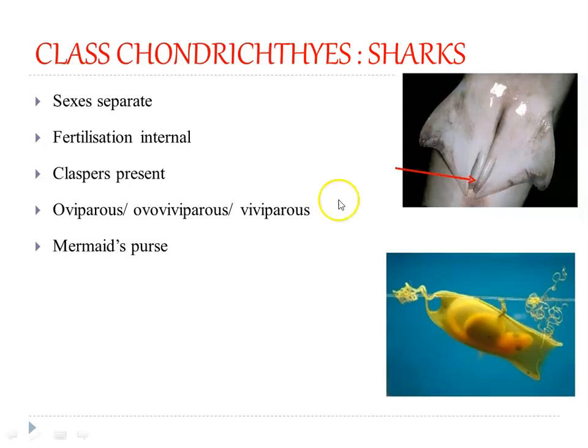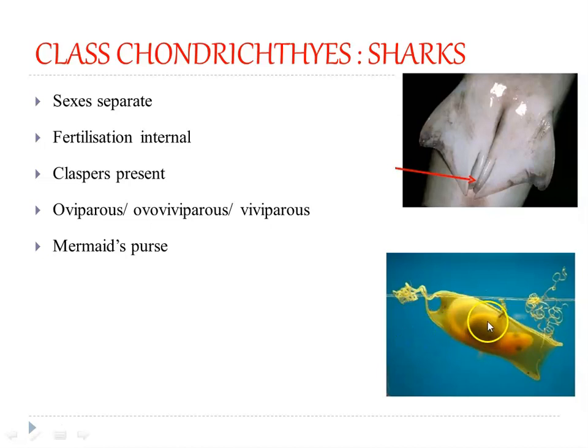There is a structure in some of the sharks. You can see, during the development, a mermaid's purse. It is similar to a purse, isn't it? So this is referred to as a mermaid's purse, and you can see the very young shark inside, and its embryonic development is getting completed.